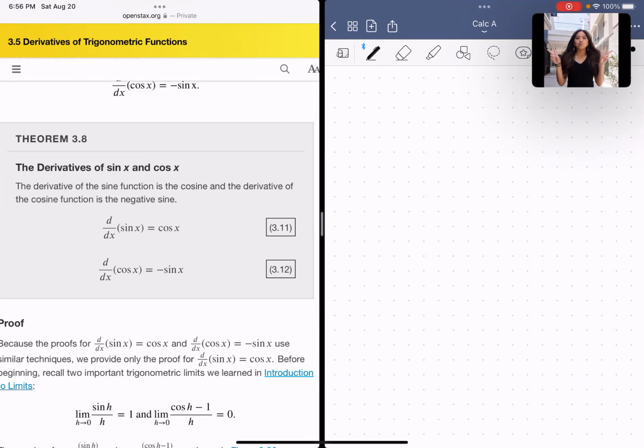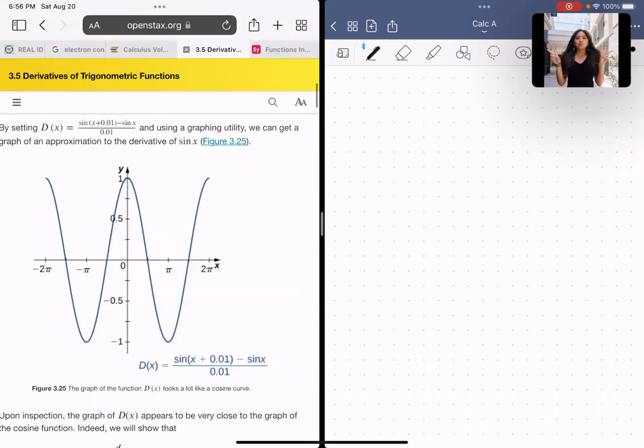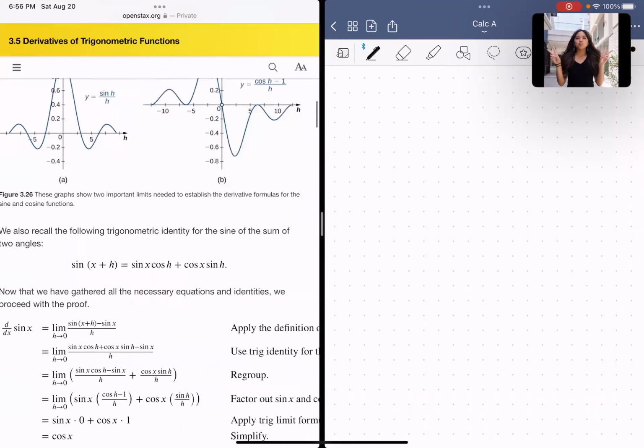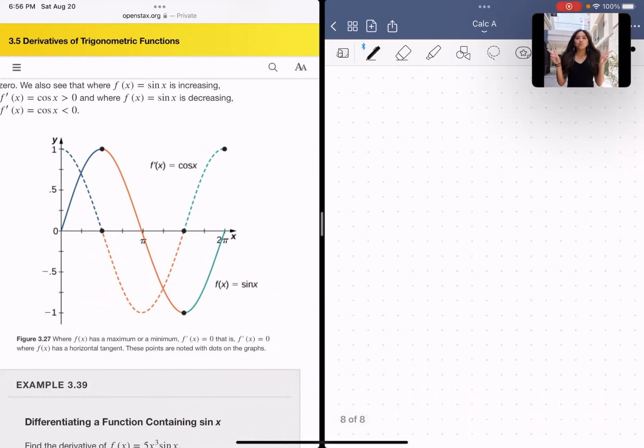Okay, so the derivative of sine and cosine x. The derivative of the sine function is the cosine function, and the derivative of the cosine function is negative sine. So you can go ahead and read in this book to see what the proof is, but basically it is right over here. The one that's not dotted is going to be the sine function.